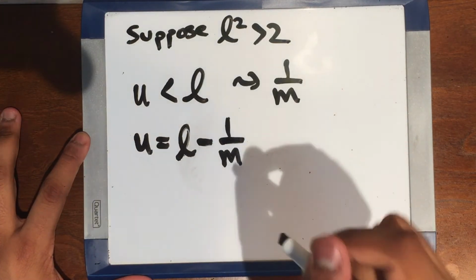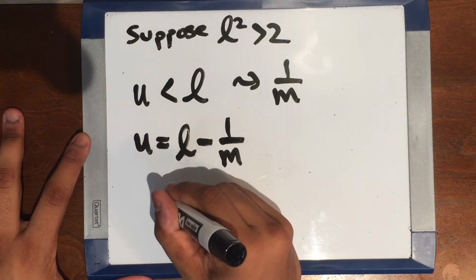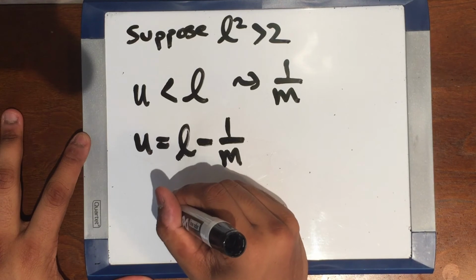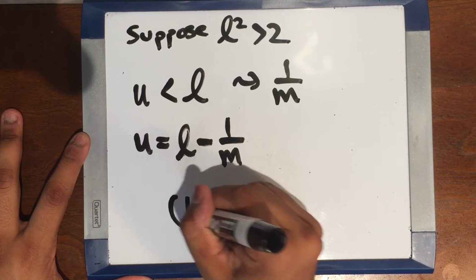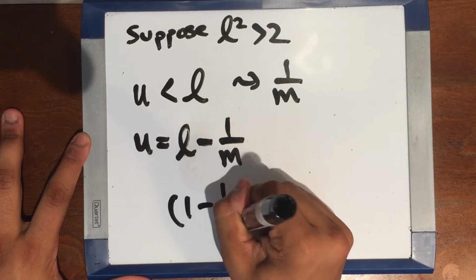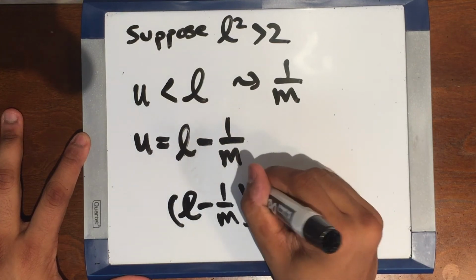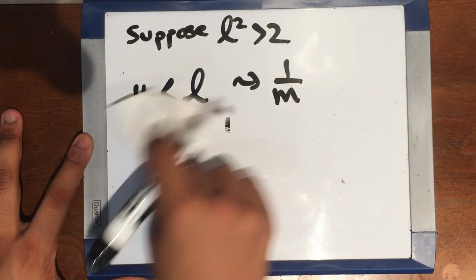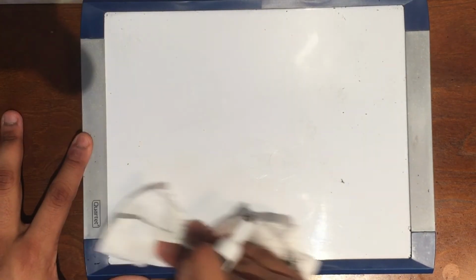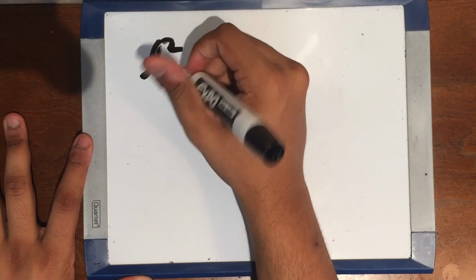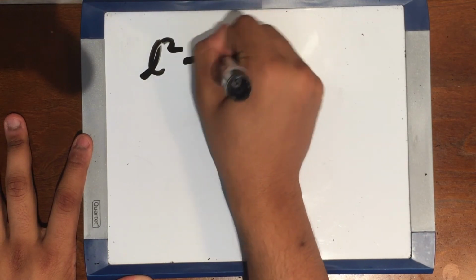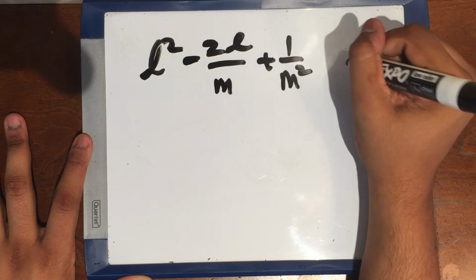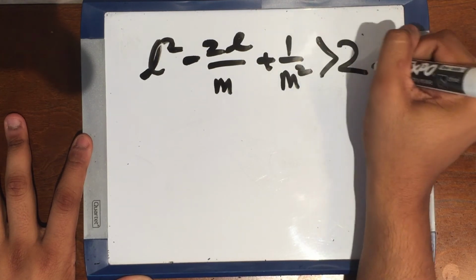This means we want some u in the set S where (1 - 1/m)L - 1/m² is less than 2. This would then, if we expand our polynomial, expand to L² - 2L/m + 1/m² would be greater than 2.